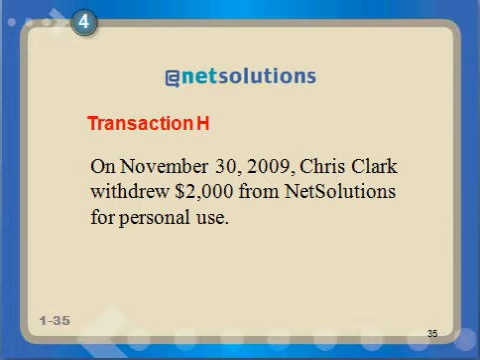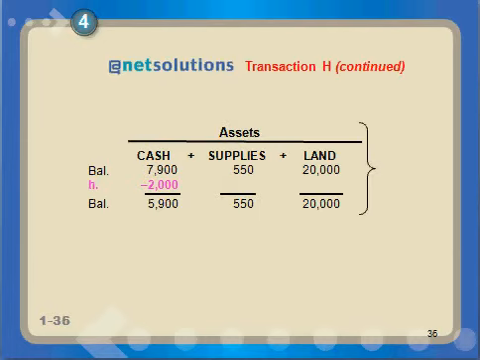And we've got one other transaction that we're going to look at, and Chris Clark needs to take some money out of the business to pay his personal bills with. So he does a withdrawal from the business for $2,000. And of course this is going to affect our cash account. So the cash account now drops by $2,000 down to $5,900. Still have our $550 in supplies, still have our land.